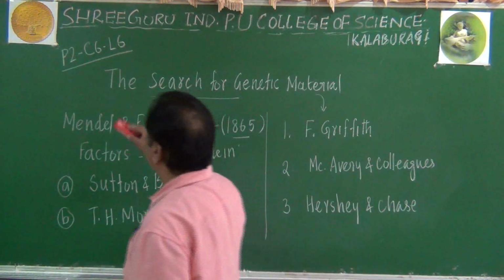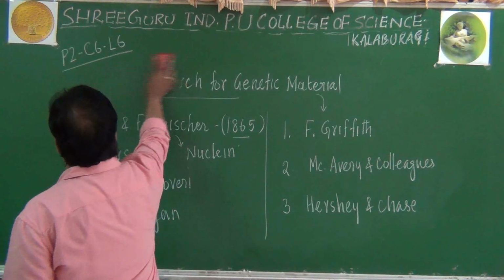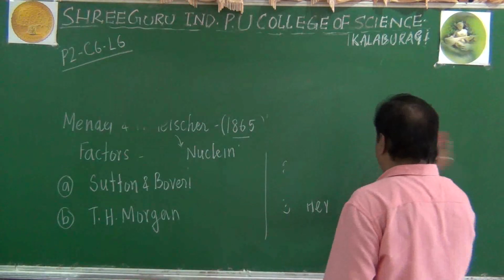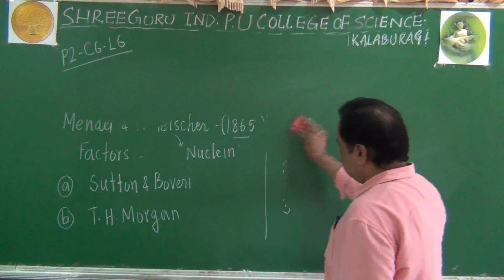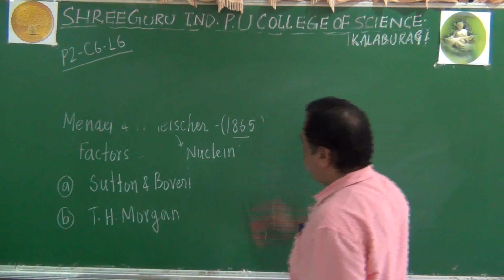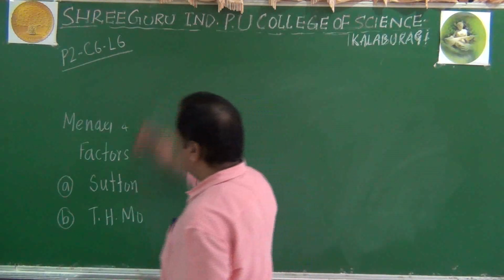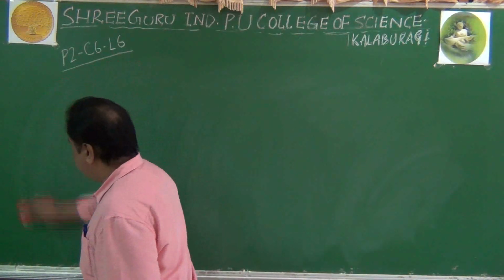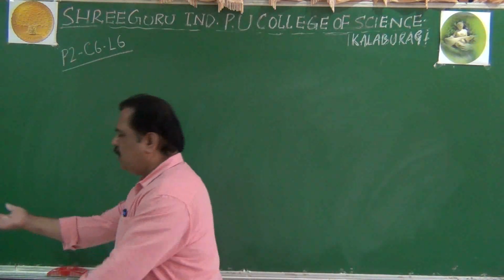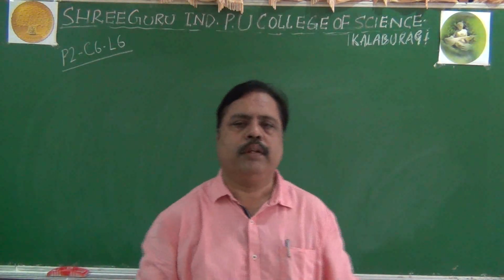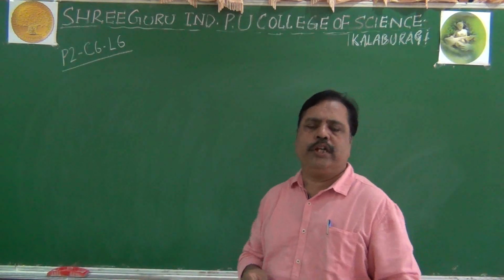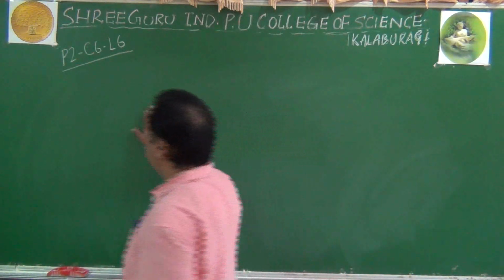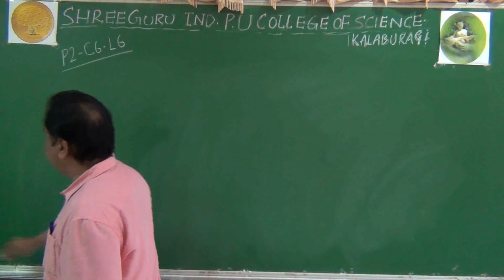Students, let me start with the Griffith experiment as a method of searching for genetic material. An important 5-mark question, often asked in board exams actually. So I am going to deal with the Griffith experiment.